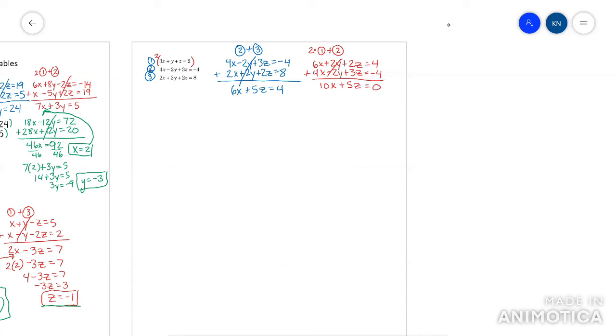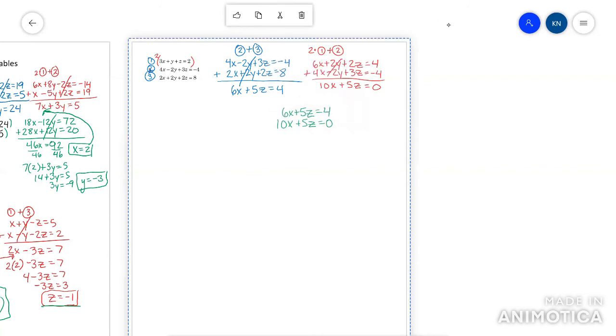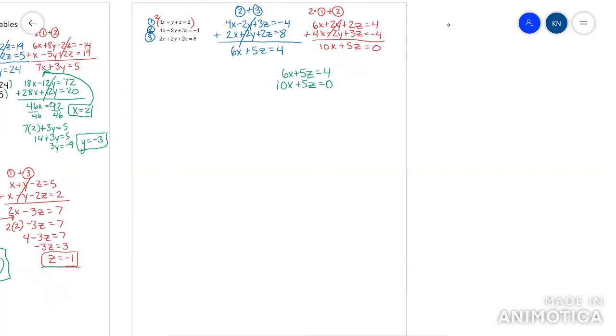So now I can take these equations and go vertical with them. So 6x plus 5z equals 4, and 10x plus 5z equals 0. All right. Now that I have this, I'm looking to eliminate another letter. So I'm looking at the z's here. And I'm thinking, okay, if one of these just said minus 5z, it would eliminate nicely, right? So I'm going to scale.